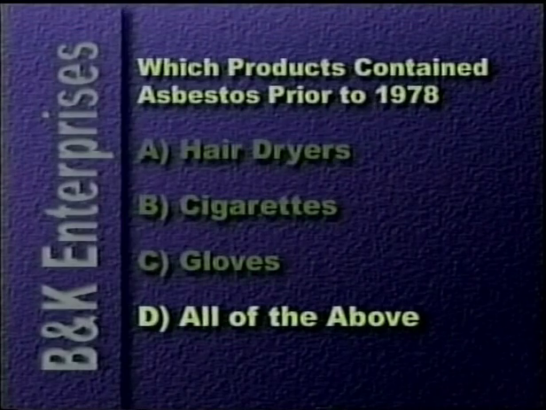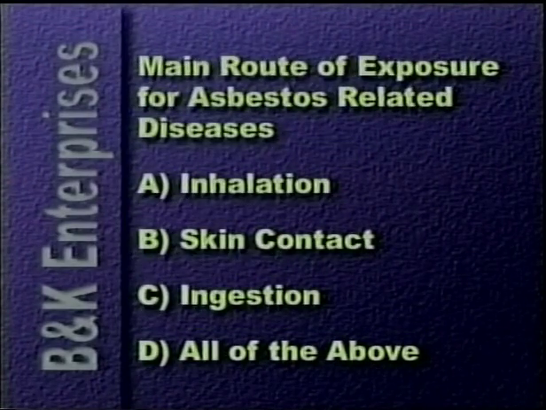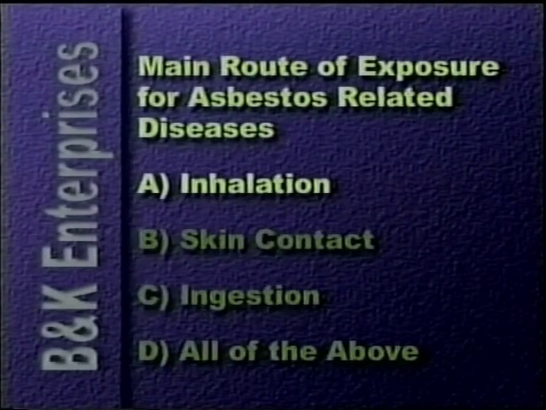Number 7. Asbestos-related diseases occur when persons are exposed to asbestos. The main route of exposure is A. Inhalation, B. Skin contact, C. Ingestion, or D. All of the above. The correct answer is A. Inhalation.